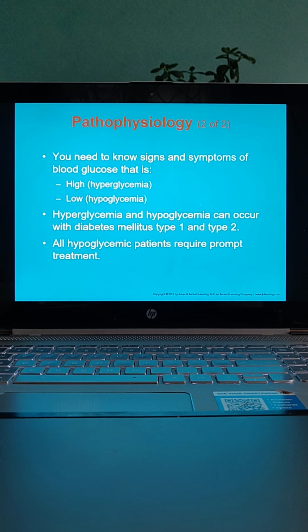Okay? That's why a hypoglycemic patient requires prompt treatment, because somebody who's hypoglycemic can die within a couple of hours if it's not treated immediately. Okay?